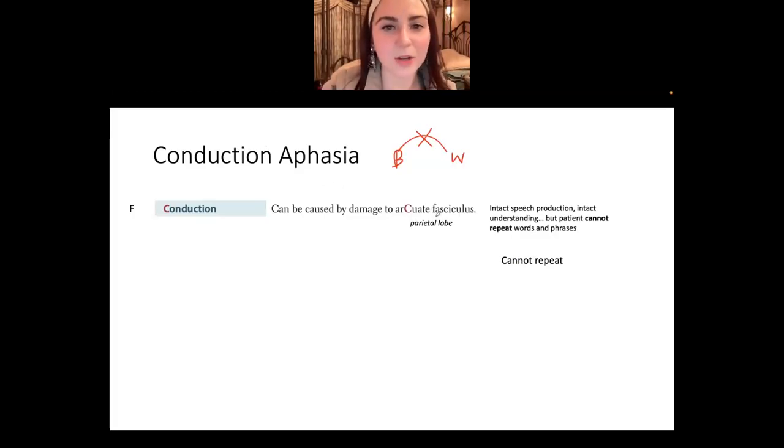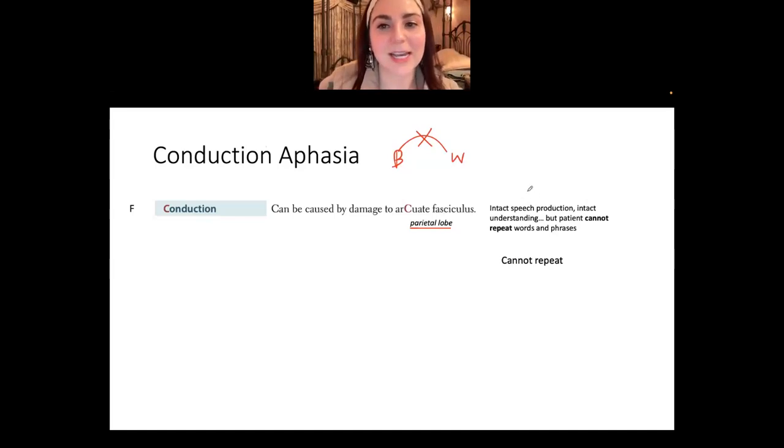So the arcuate fasciculus is in the parietal lobe, and I put this here in case they mention a parietal lobe issue. You can think, oh, maybe I should be thinking of the arcuate fasciculus, because Broca's is in the frontal lobe, Wernicke's is in the temporal lobe, and now we're in the parietal lobe. So we're in all the different lobes of the brain.